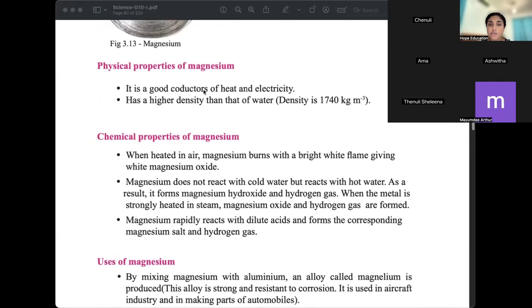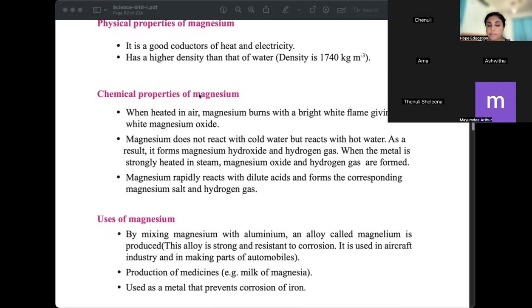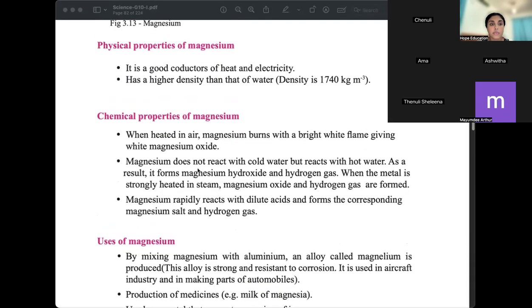Before we write, do you have any questions? Shenuli, do you understand? Yes, teacher. Ashwita? Yes, teacher. Yes, teacher. And Thenuli, Mayumdi? Yes, miss. Okay, Seneth? Lasas? Dinuki? Onara? Yes, teacher. Right, okay.